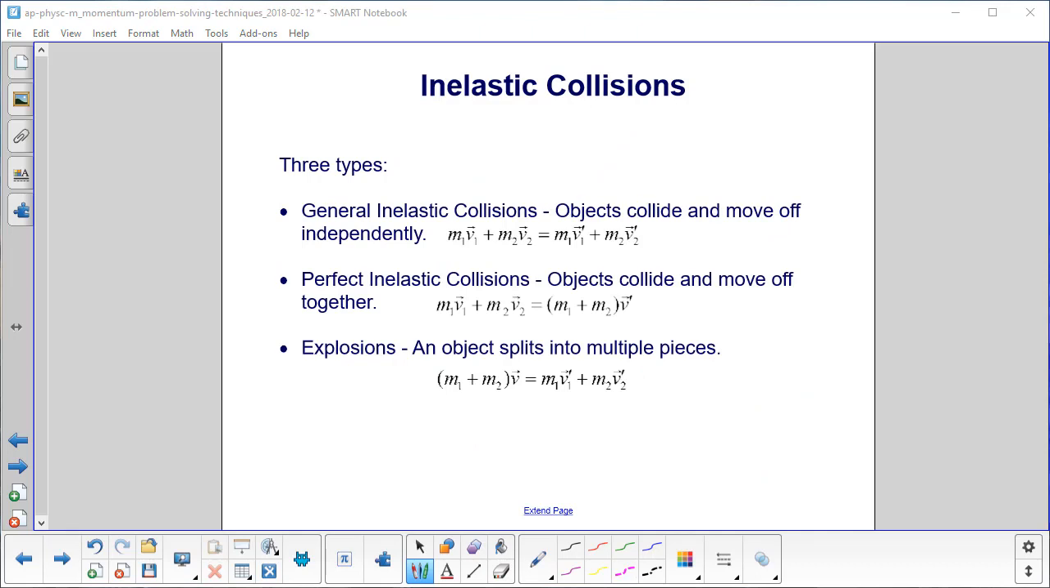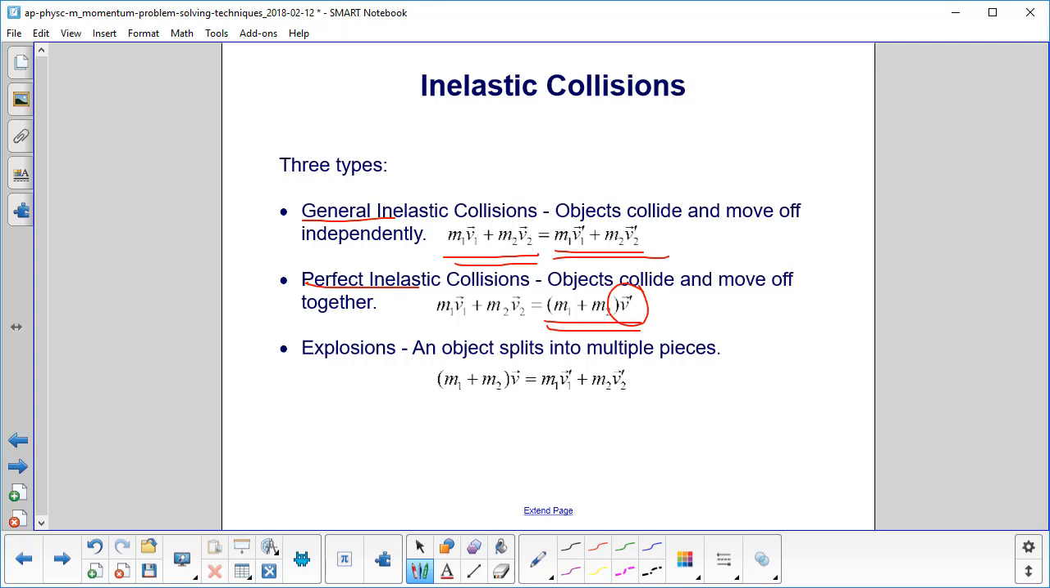We further subdivide inelastic collisions into three types. We have the general inelastic collision, where your objects will collide and they move off separately, independently. So here's our initial momenta. You add the two of them up and they have to equal the addition of the final momenta. And again, notice the vector nature of this. Perfect inelastic collisions, objects collide and move off together. One example of that, not a wonderful example, but if two cars strike each other and their bumpers get intertwined and they move together, you can see here you've added their masses and they have the same velocity because they're stuck together. And you call that a perfect inelastic collision.